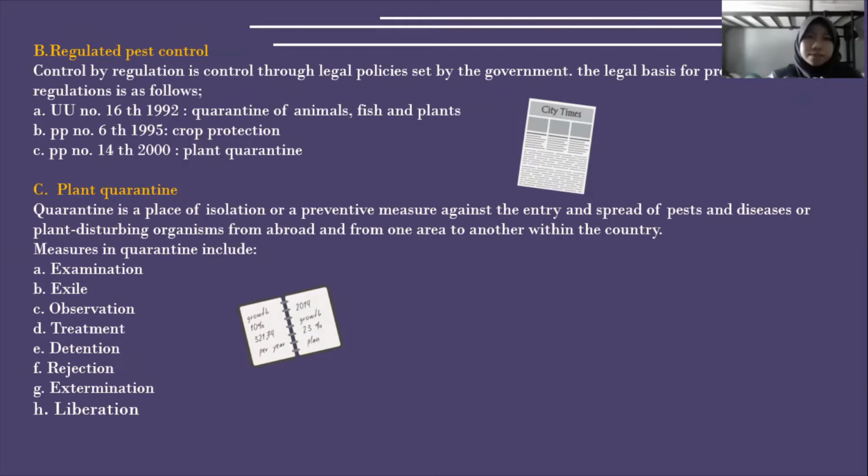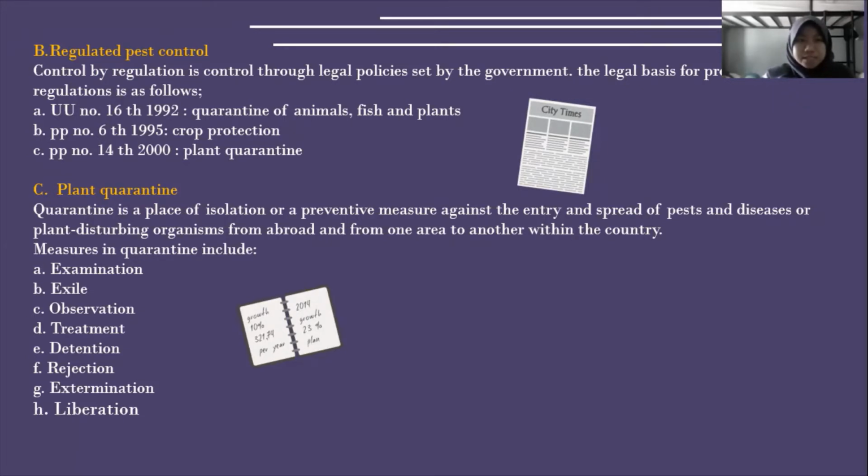B. Regulated pest control. Control by regulation is controlled through legal policies set by government. The legal basis for prevention with regulations is as follows. A. UU number 16, 1992, Quarantine of Animals, Fish and Plants. B. PP number 6, 1995, Crop Protection. C. PP number 14, 2000, Plant Quarantine.